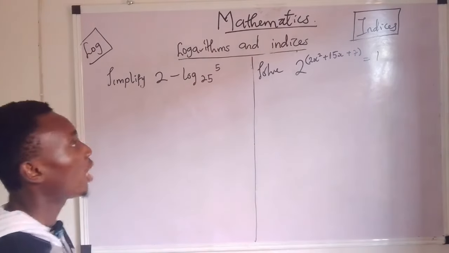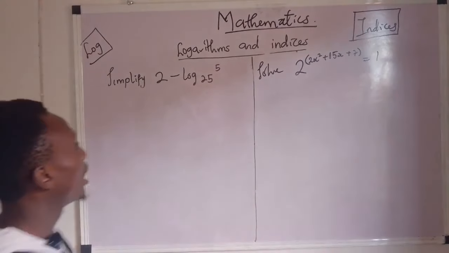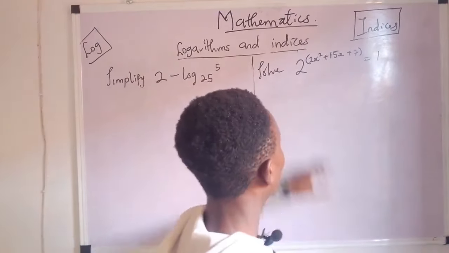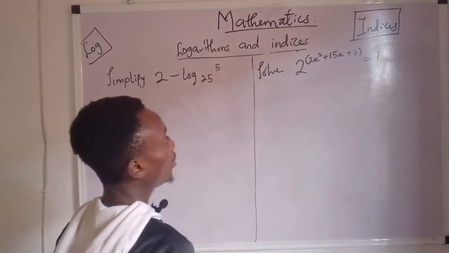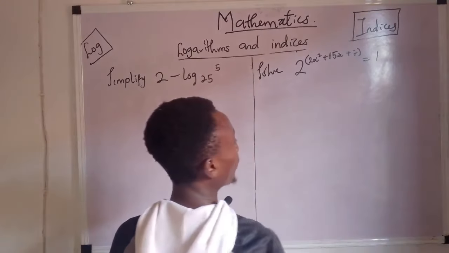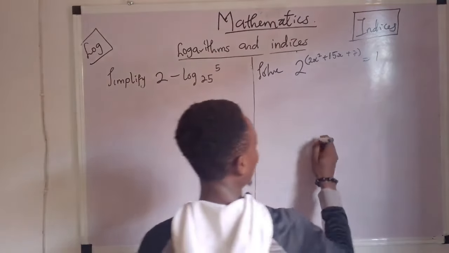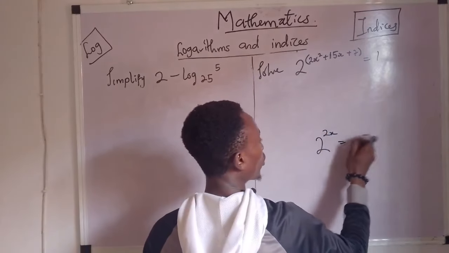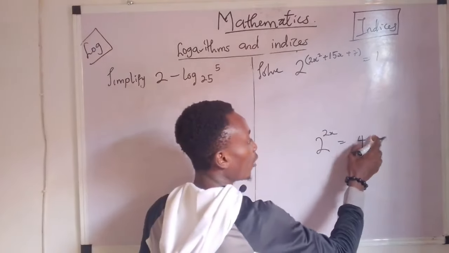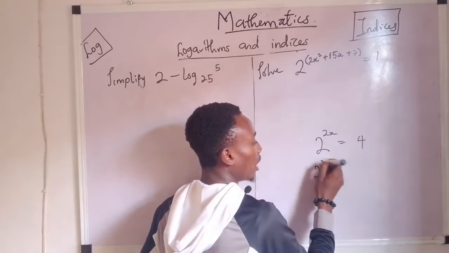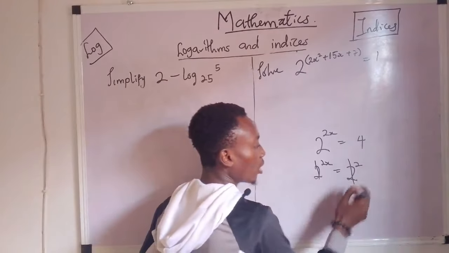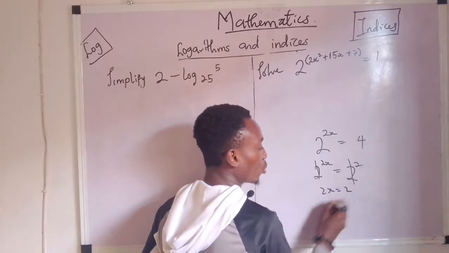While solving this particular question, I plan to deal with a particular challenge that most students have in indices and in logarithm. Looking at indices here, this one does not have the same common base value as this. So how do we make them have the same base value? If it was something like 2 raised to power 2x is equal to 4, that is quite easy, right? You just write this as 2 raised to power 2x is equal to 2 raised to power 2.